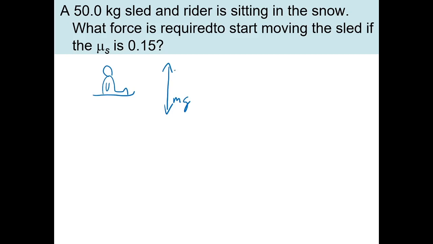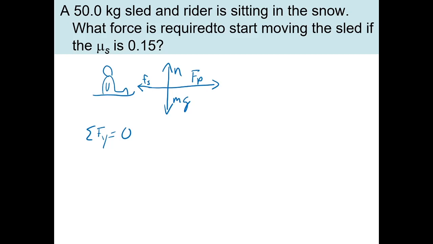mg goes down, normal goes up. We're going to push or pull, it doesn't matter. It's going to be in that direction. I know there's a little typo up there, sorry about that. Now since we're starting to move the sled, that's static friction. The sled and the rider aren't going to come off the ground. They're going to stay sitting there.